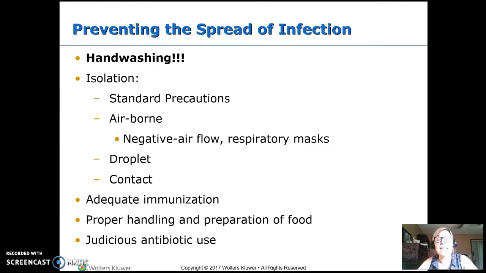We put people into isolation. Everybody is on standard precautions. That means if you're going to come in contact with any body fluid, you have gloves on if it's likely to get on your hands. You have a gown on if it's likely to get on your clothing. You have a mask on if it's likely to get in your nose or mouth. You have a face shield if it's likely to get into your eyes.